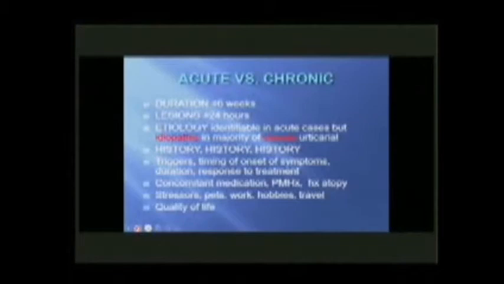So this is just a summary, acute versus chronic. The duration is key. Lesions that last for longer than 6 weeks come under a different category and may require a different set of laboratory testing. Usually acute lesions last for less than 24 hours but may recur. In the majority of cases, acute cases have an underlying reason that you could identify, you could test in the lab, and usually help the patient clarify the reason.